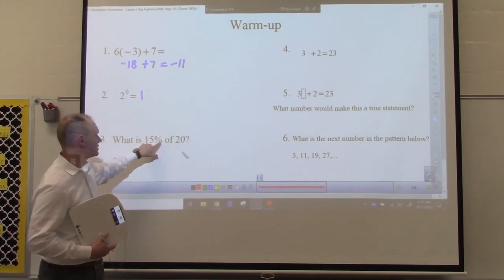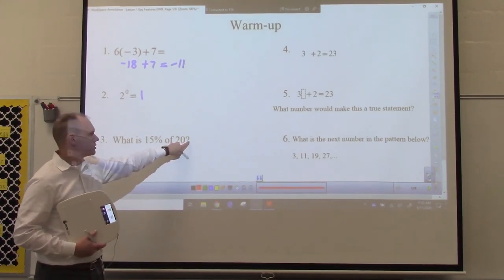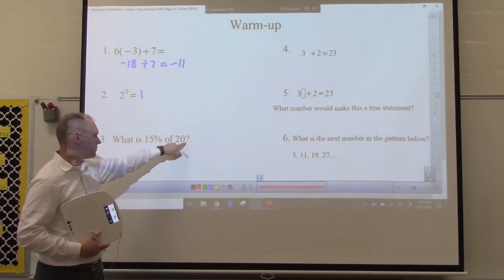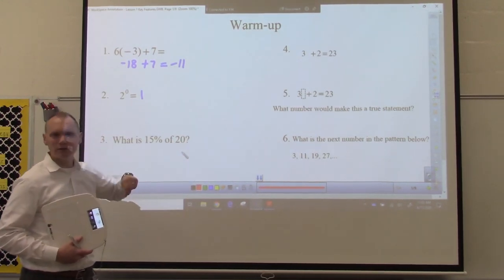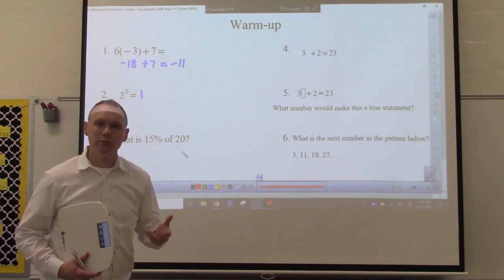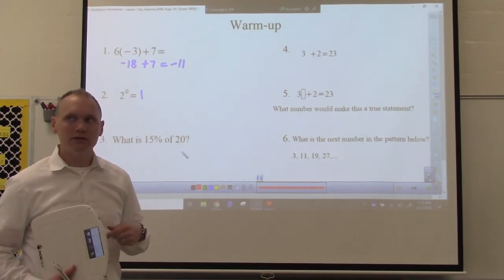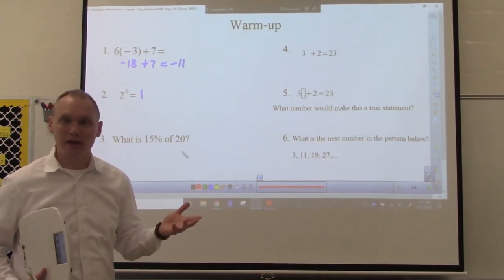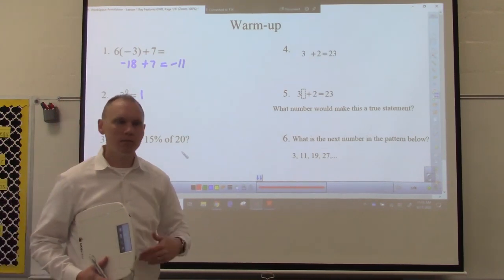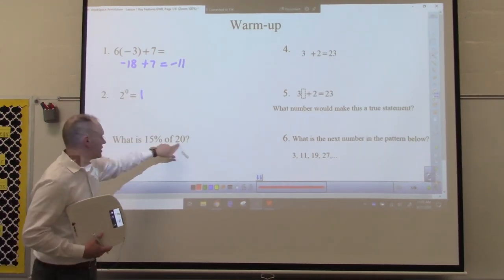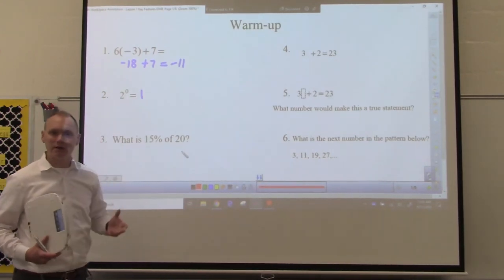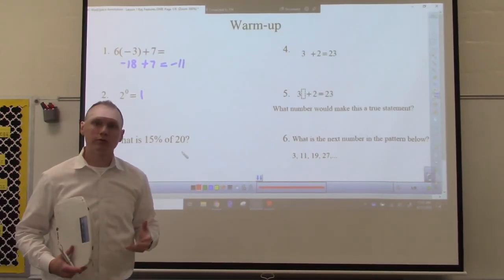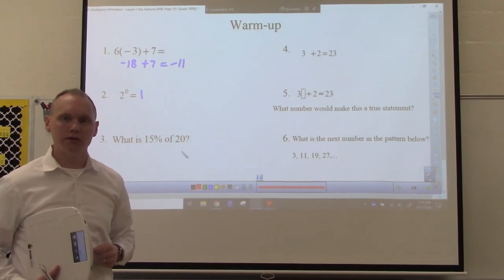So 10% of 20. Really we're just going to divide by 10, or you can move the decimal one place and get 2. So 10% would be 2. Let's see, 5% is just going to be half of that, right? Isn't 5% half of 10%? So 10% of 20 would be 2, therefore 5% would be 1. Add them together and you get 3. So 3 is going to be 15% of 20.